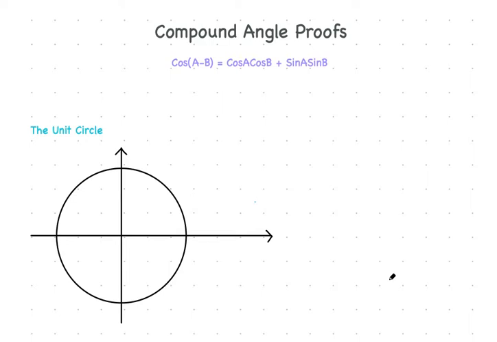Alright, so in this video we're going to take a look at the compound angle proofs, and we're going to start with the very first one, which is cos(A - B).